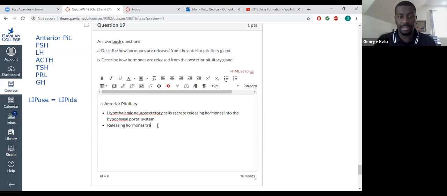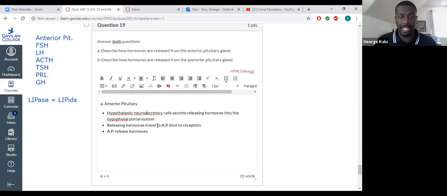Travel to the, I'll just put AP for anterior pituitary. So they travel to the anterior pituitary, and then they bind onto their receptors. Once they bind onto the receptors, then they're going to trigger the anterior pituitary to release its hormones.